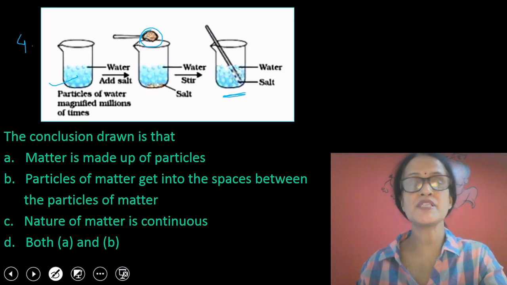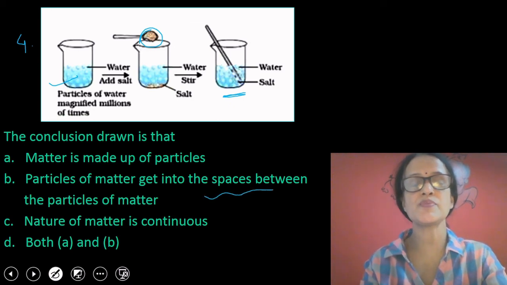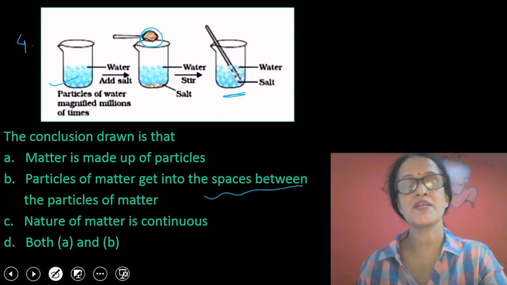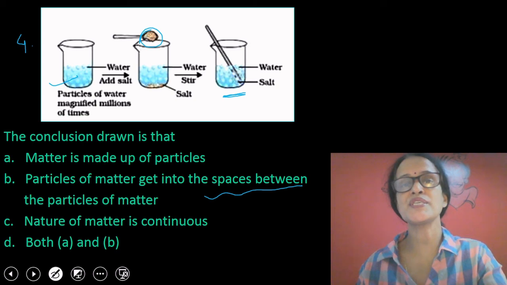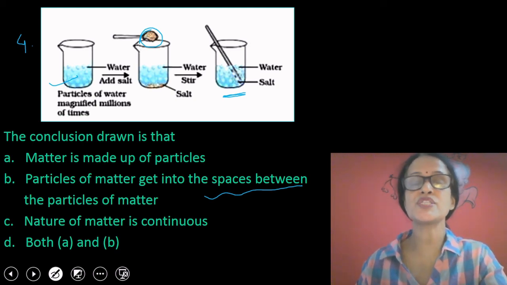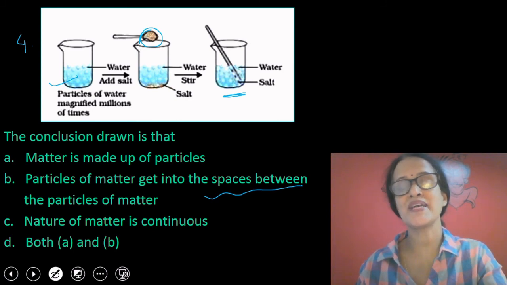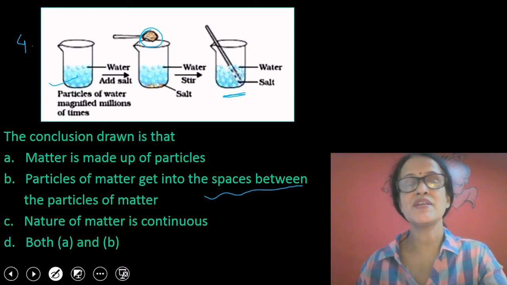Then second option is particles of matter get into the space between the particles of matter. This is also correct because when salt was dissolved in water, first it got dissociated into smaller particles of salt which were accommodated into this space between the particles of matter. This is the reason after stirring you were unable to see the salt particles.